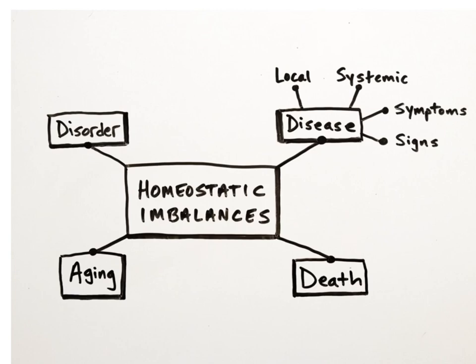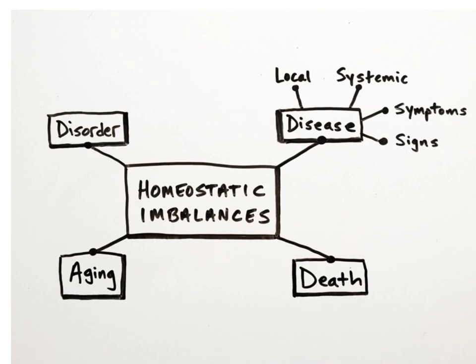Any disruption of homeostasis is called a homeostatic imbalance. If any of the body's negative or positive feedback mechanisms fail to work properly, this delicate balancing act of homeostasis can be thrown off, and a disorder, disease, or death may occur. Aging is a gradual decline in homeostasis over one's lifetime.